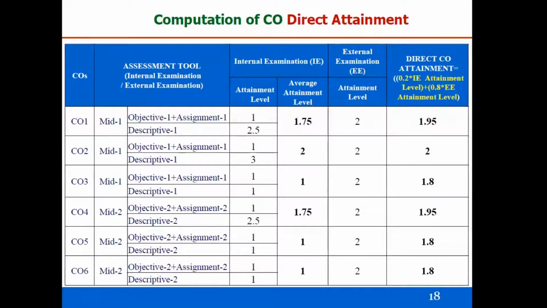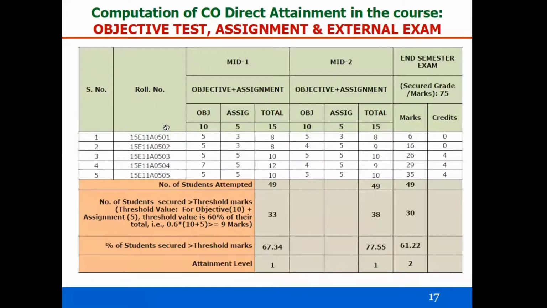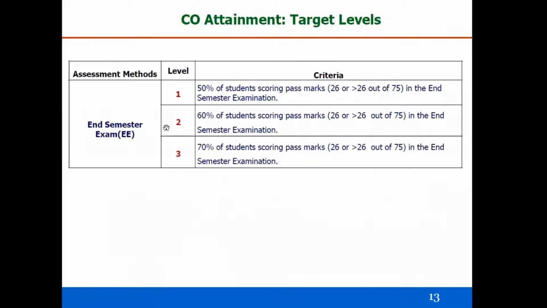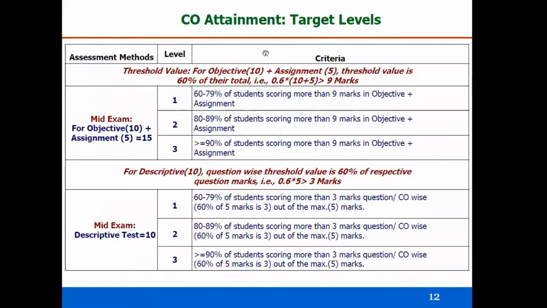Finally, after obtaining the previous values, you can fill this table. In this table, all the calculation part will be done. Whatever assessment tool we considered CO-wise according to mid 1 and mid 2, we can mention here. Now here you can see CO1. Go back and check the assessment patterns we considered for direct attainment. See direct attainment: first, objective plus assignment is one component.